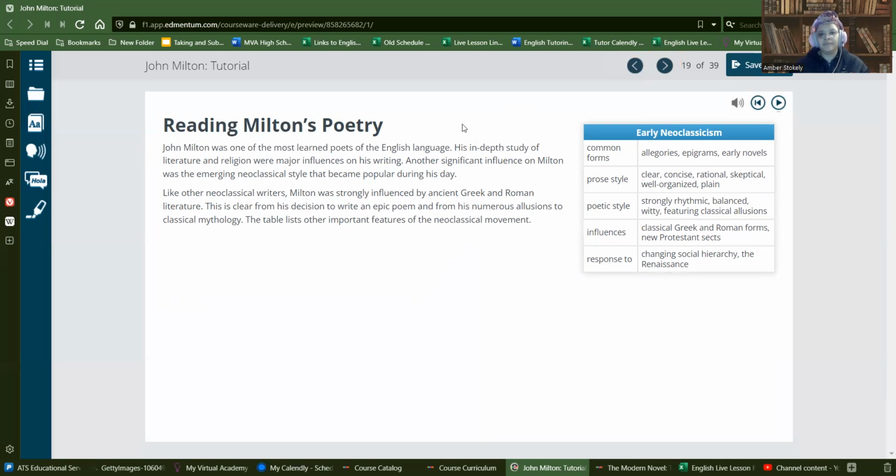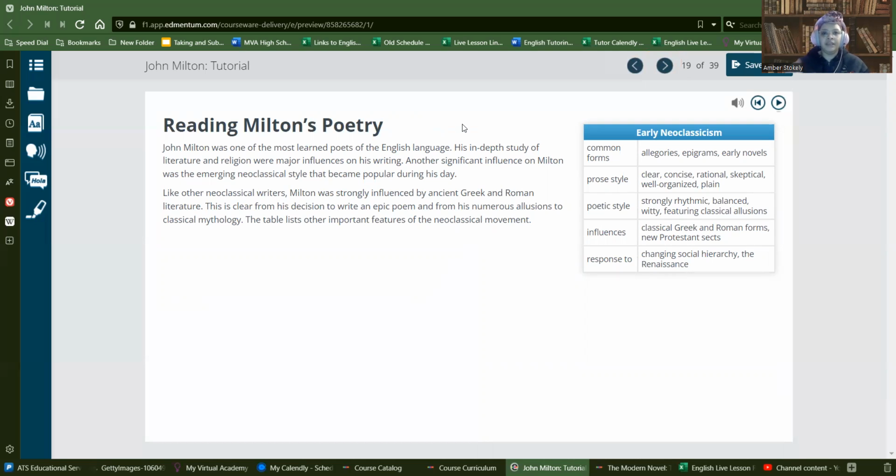Those influenced his writing. And he was also influenced by the neoclassical style that was popular during his younger days. And because he was influenced by the neoclassicism movement, that means that he had a lot of Greek and Roman influences in his stories. And part of that is shown by the fact that he even decided to write Paradise Lost, because epic poems were definitely a Greek and Roman literature thing. So he wanted to write his own modern, at the time, version of that.